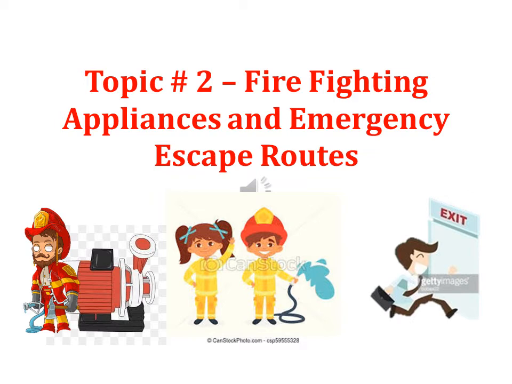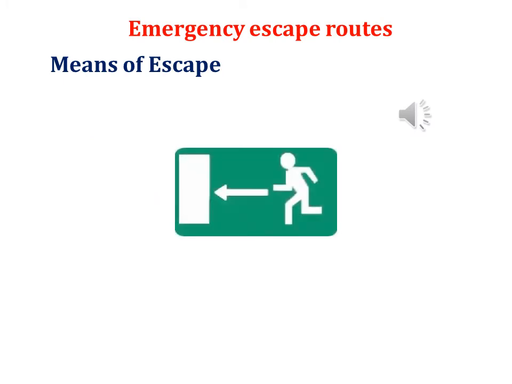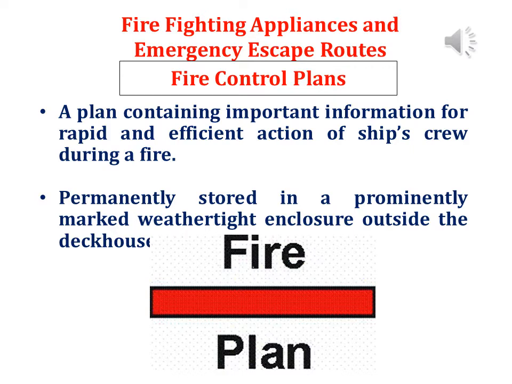Topic number 2, Firefighting Appliances and Emergency Escape Routes. Emergency escape routes. Means of escape. A plan containing important information for rapid and efficient action of ship's crew during a fire. Permanently stored in a prominently marked airtight enclosure outside the deckhouse.